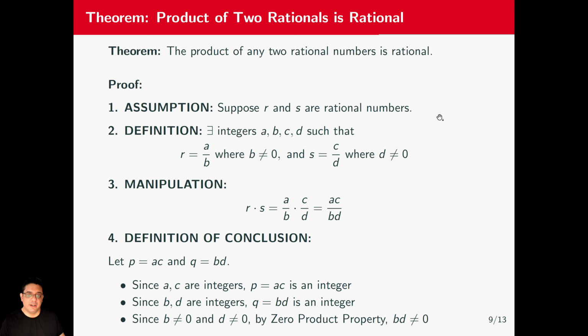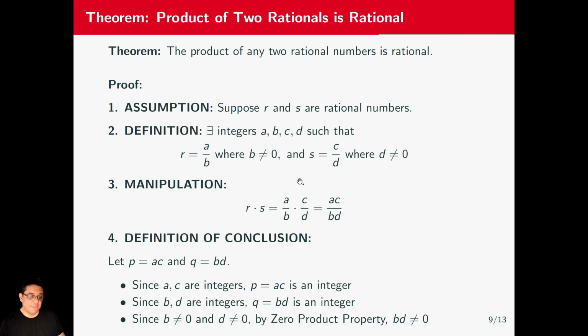R and S are rational numbers. So, step number 2, definition of the assumption. There are integers a, b, c, and d, so that R can be represented as a over b, and S can be represented as c over d, and b and d are different from 0.